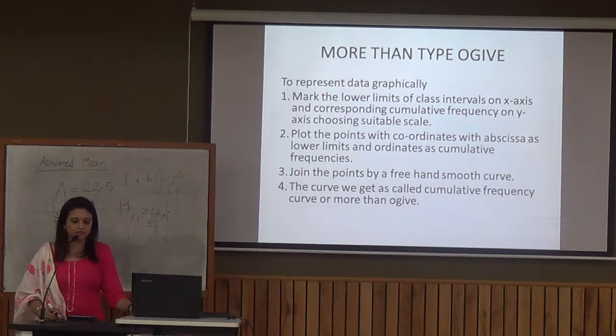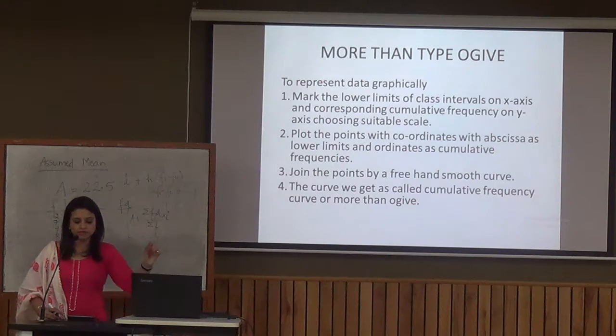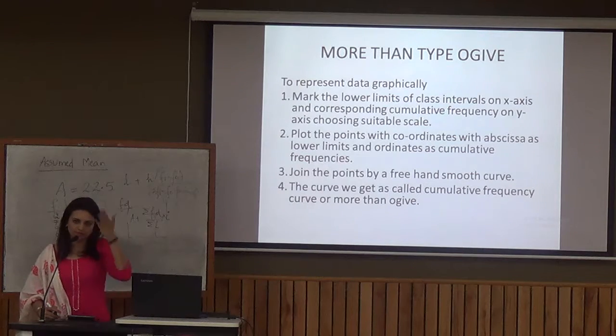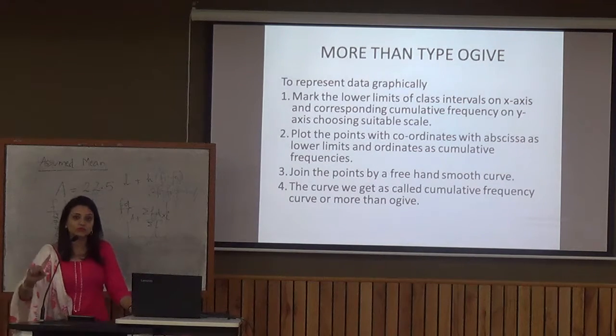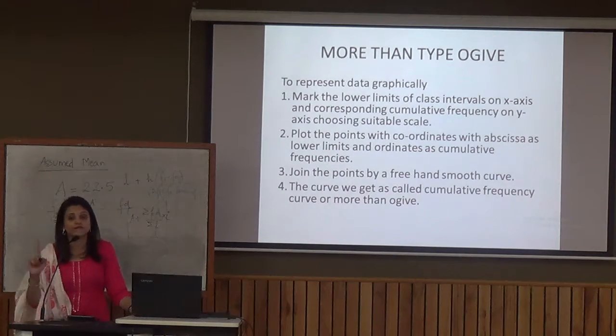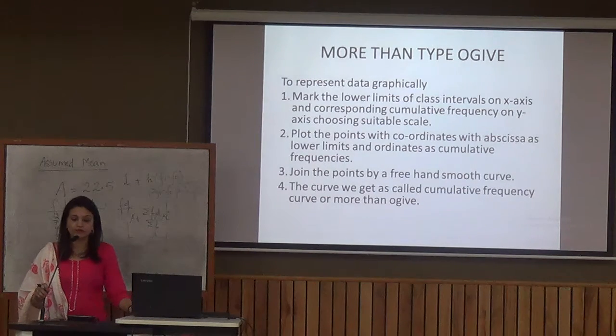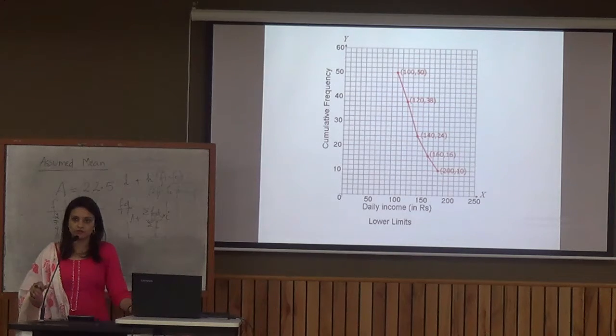This is the method. We mark the lower limits of class interval on the x-axis and corresponding cumulative frequency on the y-axis, choosing a suitable scale. Then plot the points with abscissa as the lower limits and ordinates as cumulative frequency. That's just another explanation of the graph. Join the points by a freehand smooth curve. Let's underline this point, freehand smooth curve, and the curve that we get is a cumulative frequency curve or the more than type ogive. It looks like a slant downhill.